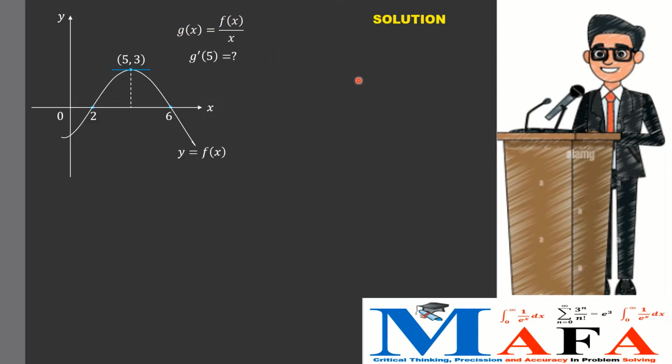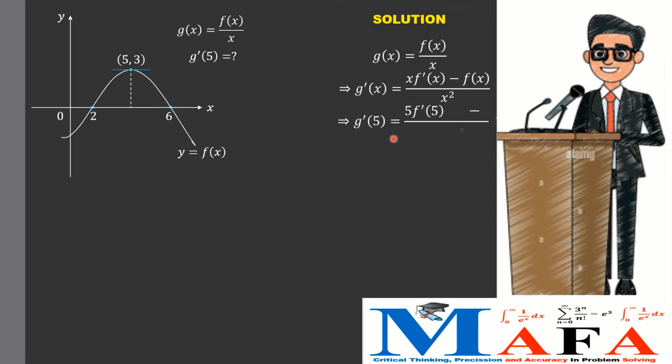So diving straight away to the solution. Now we want to find g prime of 5. We know that g of x is equal to f of x divided by x, so we first of all need to find g prime of x. So we use the quotient rule. So g prime of x is going to be x times f prime of x minus f of x, divided by x squared, according to the definition of the quotient rule.